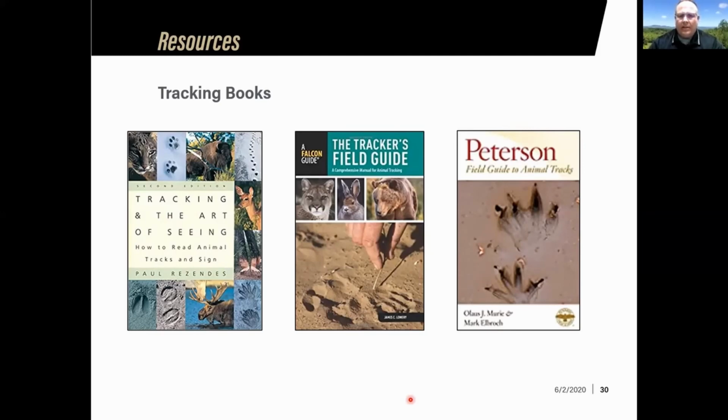I didn't get to be a decent tracker overnight. It took me a lot of years and a lot of resources. And so here's just a few that are available for purchase.